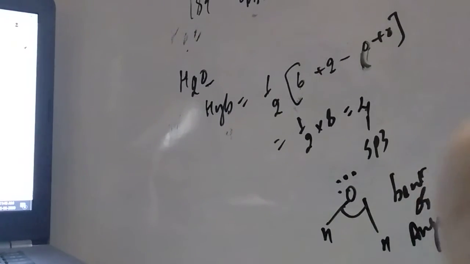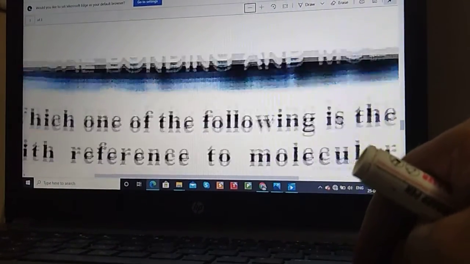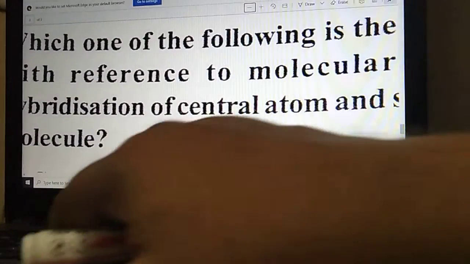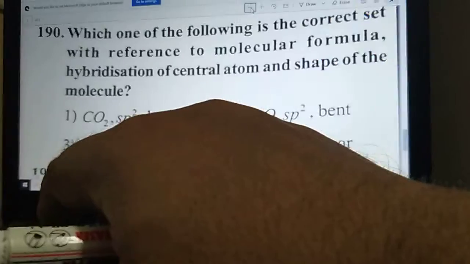So the correct option will be 189, option number 1 is correct. Now you move with question number 190, student. What is question number 190? Here, if you see question number 190, student, we are almost at the finish. Only a few questions are left now.